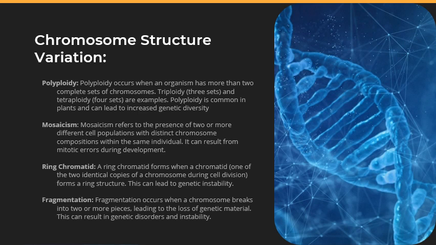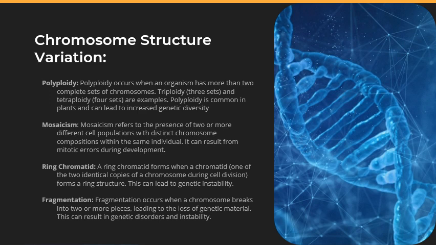The presence of a ring chromatid can lead to genetic instability and may result in issues during cell division, including difficulties in chromosome segregation. The specific consequences can vary depending on which genes are affected and the stability of the ring structure. Lastly, let's talk about fragmentation. So, fragmentation refers to a chromosomal abnormality in which chromosomes break into two or more pieces, leading to loss of genetic material. This can result from various factors, including exposure to radiation, certain chemicals, or DNA replication errors. It can also be associated with underlying genetic instability.